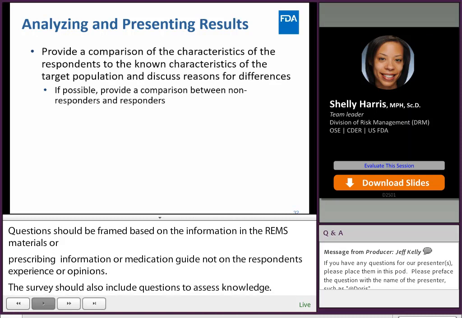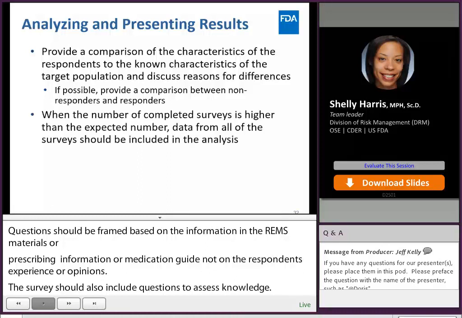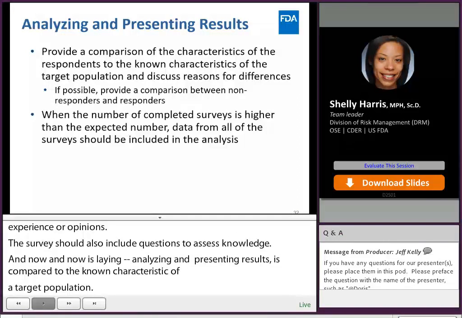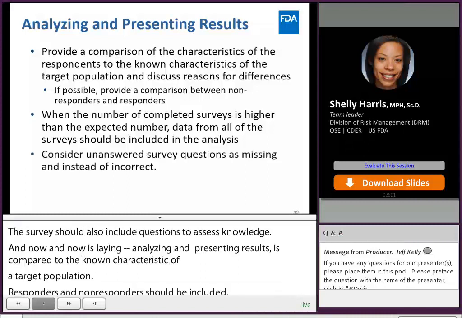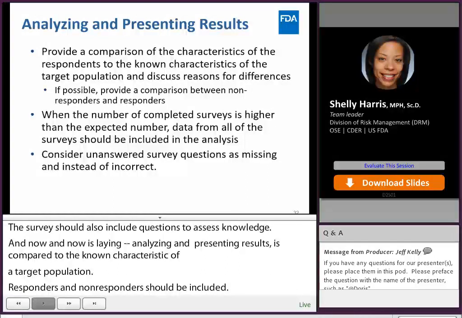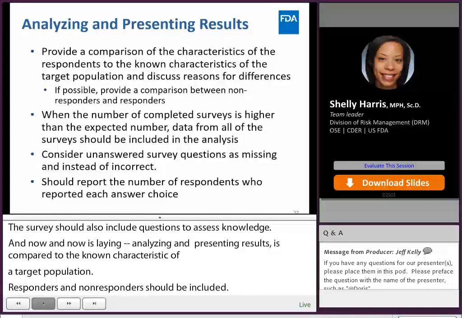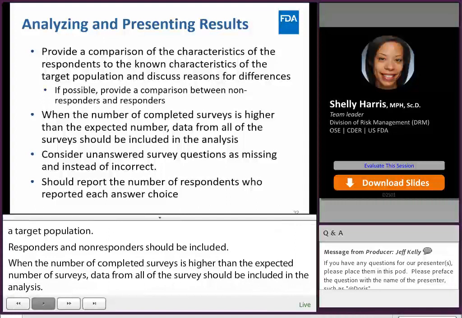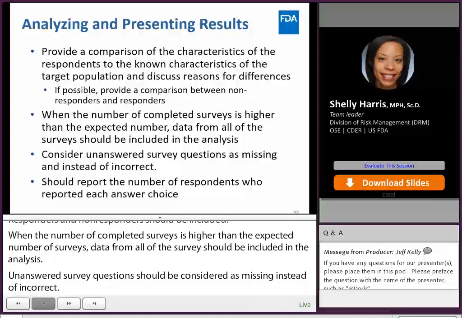The analysis should include a comparison of the characteristics of the respondents to the known characteristics of the target population. A comparison between responders and non-responders should be included. When the number of completed surveys is higher than the expected number of surveys, data from all of the surveys should be included in the analysis. Unanswered survey questions should be considered as missing instead of incorrect. The number of respondents who report each answer choice or response option should be included in the results.